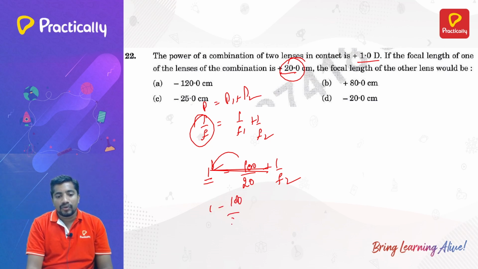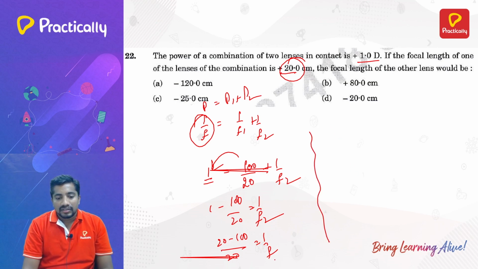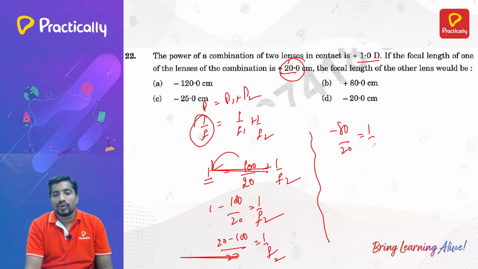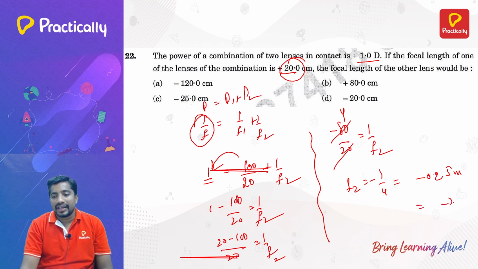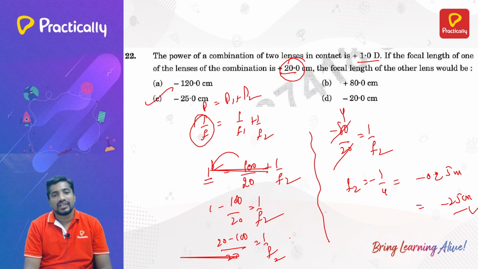1 minus 100 by 20 equals 1 by f2. So solve here by taking LCM 20. 20 minus 100 equals 1 by f2. Alright, then 20 minus 100 is what, children? Minus 80 by 20 equals 1 by f2. So if we simplify 20 once, 20 fours are 80, then f2 equals minus 1 by 4, which is minus 0.25 meter, and you'll get it in minus 25 centimeter, children. Okay, so option C is the correct choice.